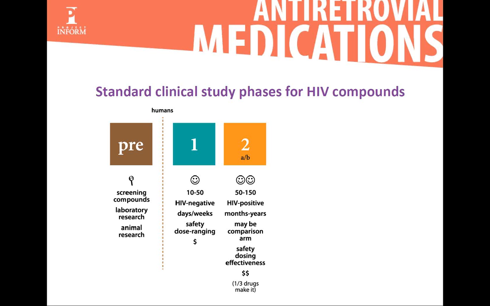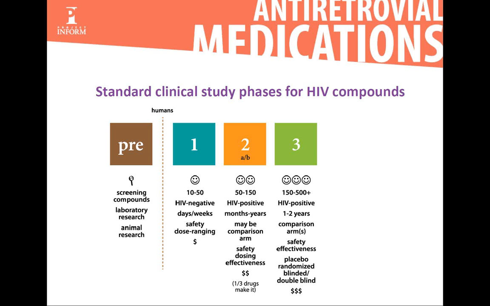There may be a comparison arm continuing to look at safety and dosing, but also effectiveness at this point for phase 2. And 1 out of 3 drugs actually make it through phase 2. So this is a big deal for many of the drugs to get through this phase. Next. So the next phase is phase 3.